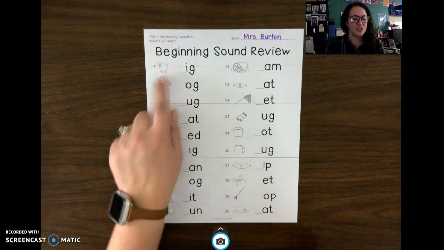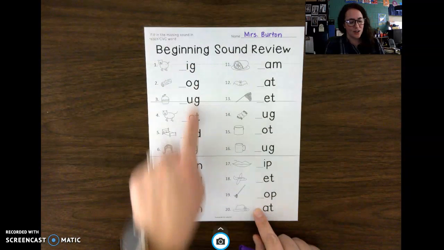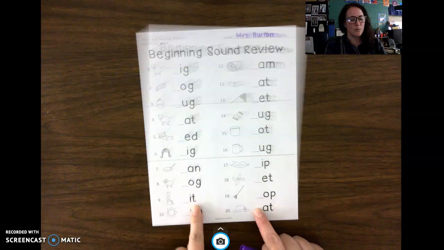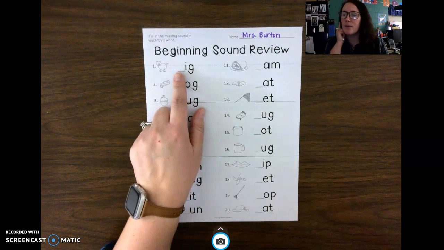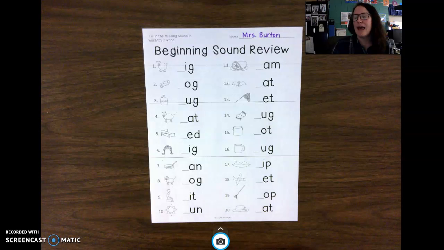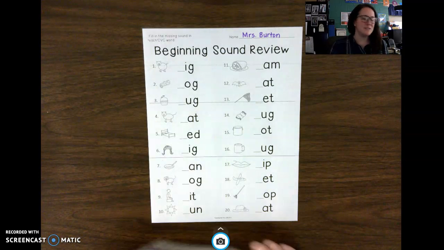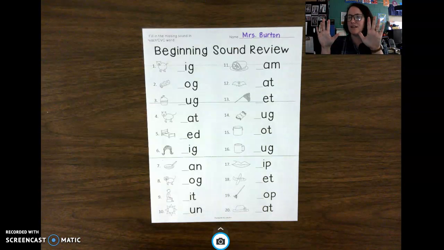So we're going to look at the picture. They've got the second and third sounds, the last two sounds in the word, but they don't have the first sound. So we're going to think about what letter we hear at the beginning, and we're going to write that letter to finish the word. I'm going to count down from 10 for you to get your name on, and then we're going to get started.